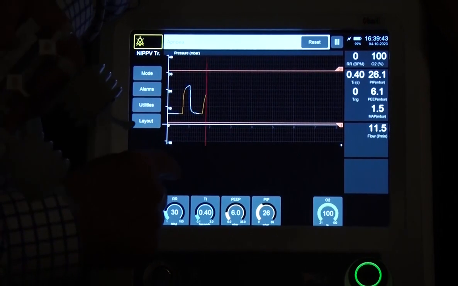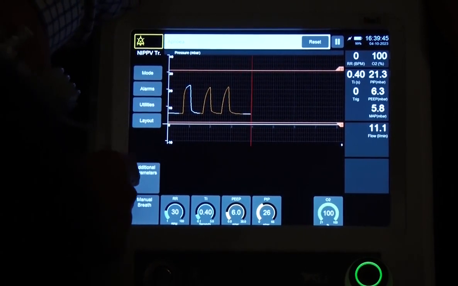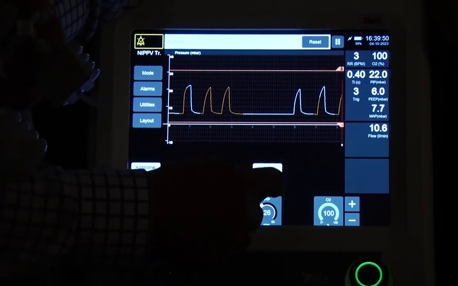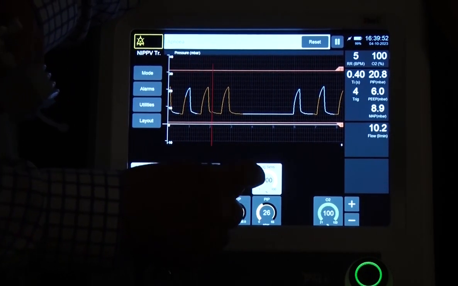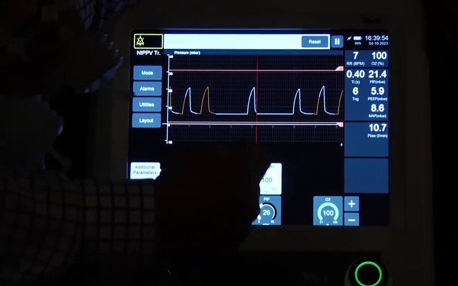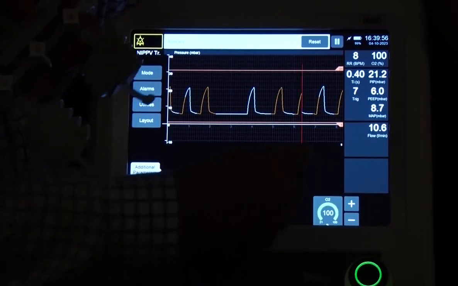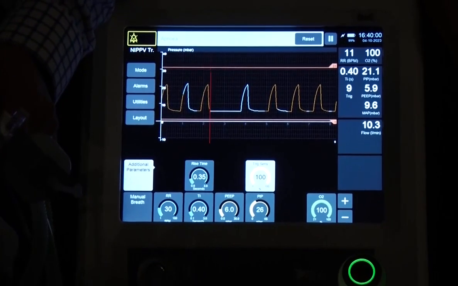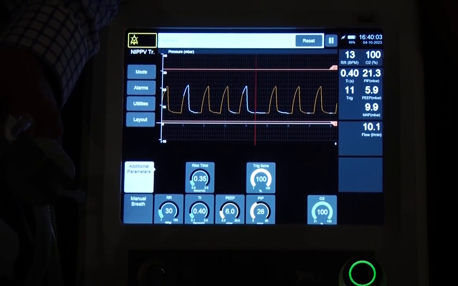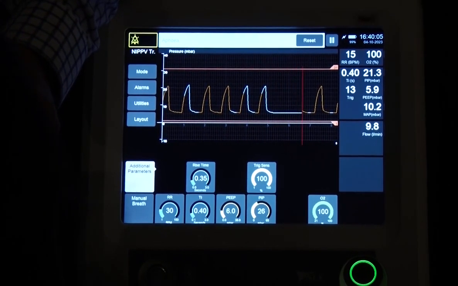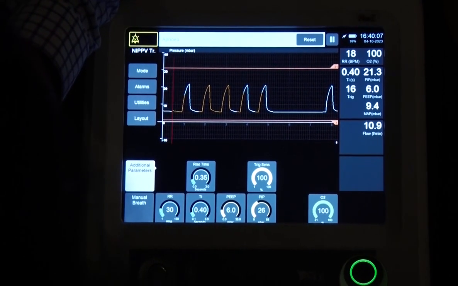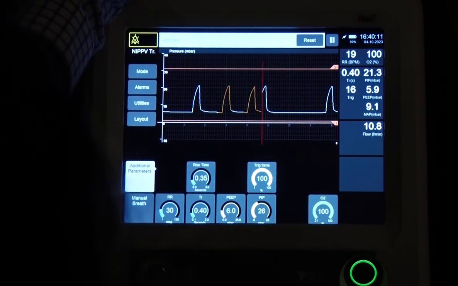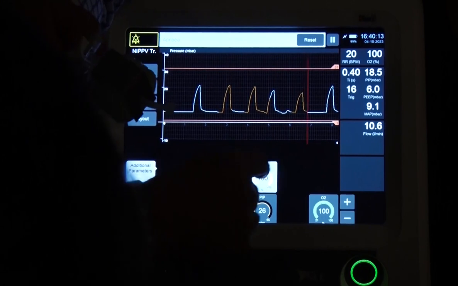I'll just show non-invasive triggering. The trigger is here, and it's in as a percentage. I always start high, and then I wean it down if they're overly triggering. Here it's probably overly triggering, right? Yeah, since it's recoiled when it recoils. Clearly we're at negative, so you might want to turn the trigger down.